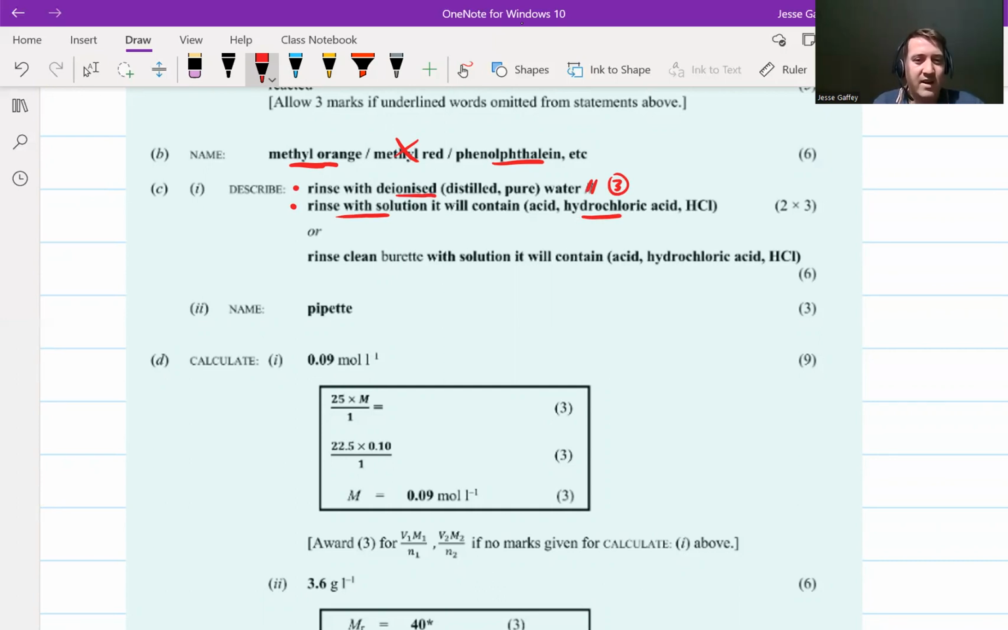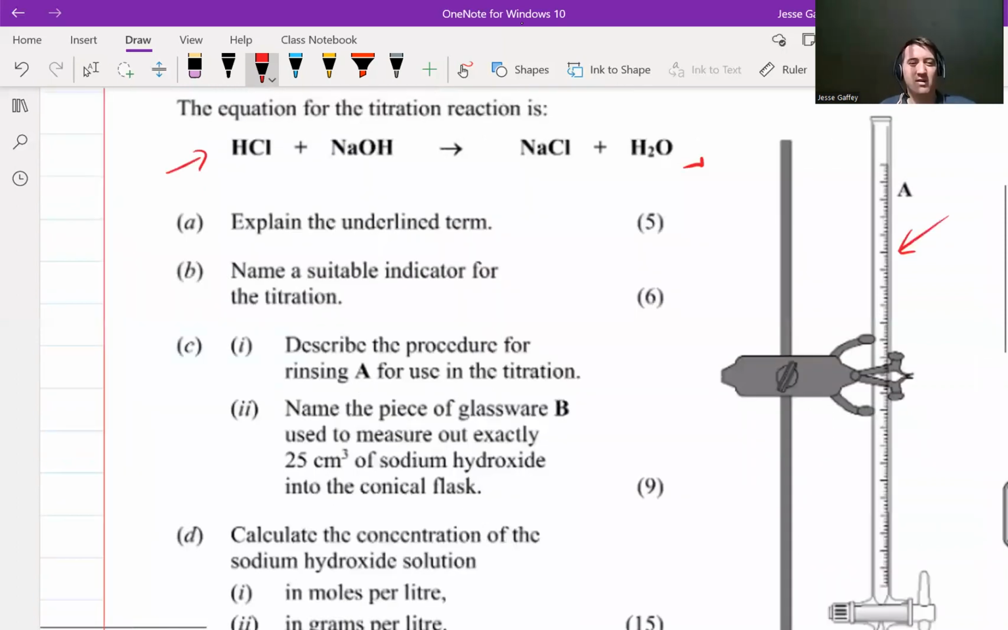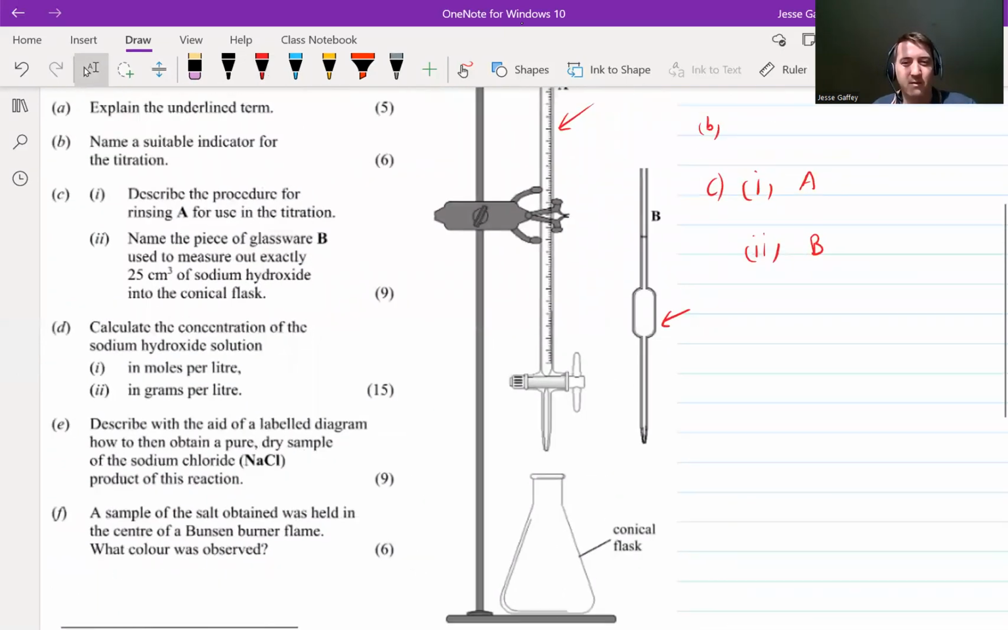And then the name of the second piece of equipment was a pipette. So that bit of the question is worth 9 marks. It was pretty nice, part C worth 9 marks. All right, moving on. Calculate the concentration of the sodium hydroxide solution in moles per liter. So we're straight into our calculation, part D.